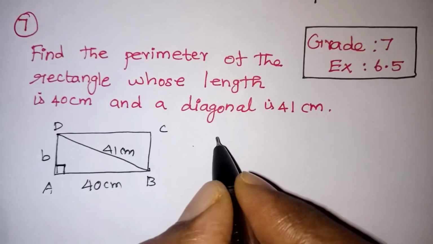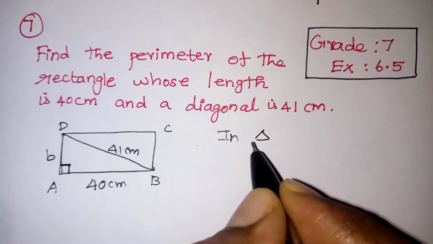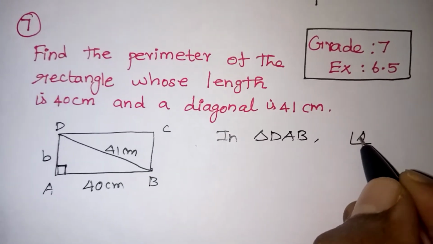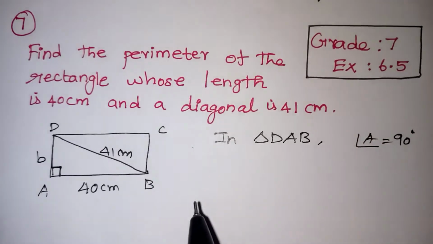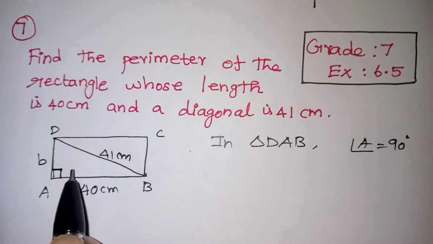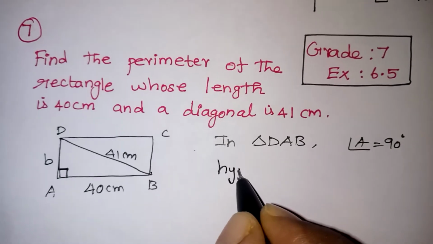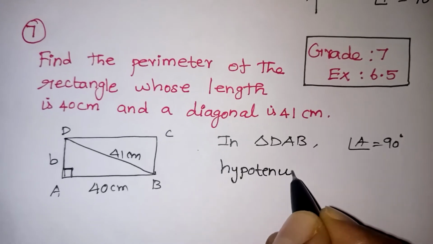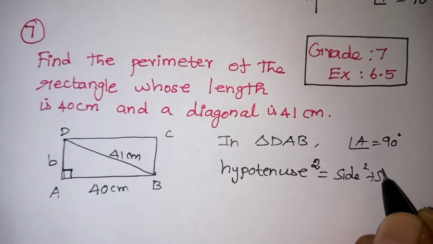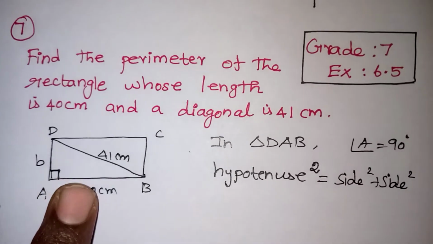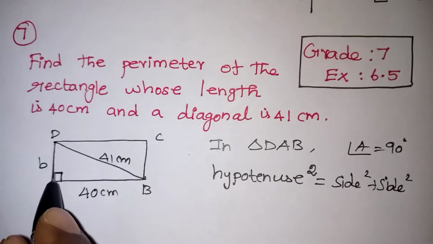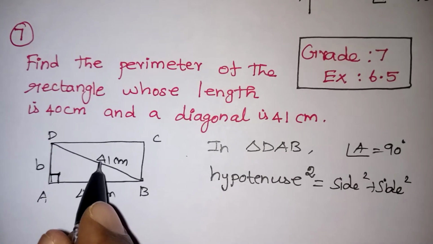So from the diagram, the triangle DAB is a right angle triangle. Angle A is equal to 90 degrees. In this triangle, whenever you are getting a right angle triangle, we can apply the Pythagoras theorem. So I am going to apply the Pythagoras theorem here. According to the Pythagoras theorem, hypotenuse squared will be equal to side squared plus side squared. Now we need to find out which is the hypotenuse here. Hypotenuse is nothing but the longest side, or the side which comes opposite to the 90 degrees. Opposite to the 90 we are getting 41.